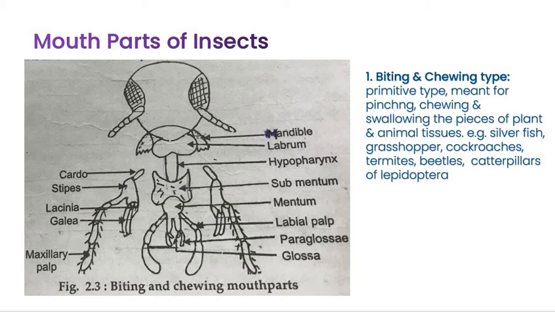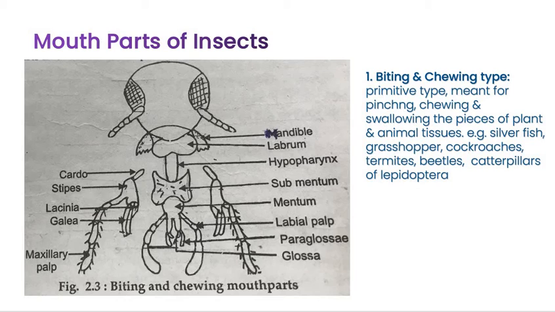They are useful for pinching the food material, chewing it, and swallowing pieces of plant and animal tissues. Again, cockroaches are there, crickets are there.